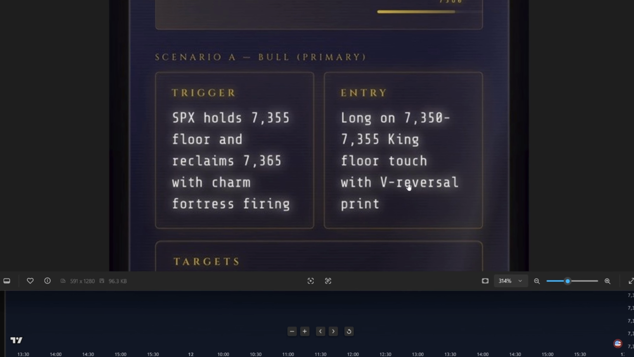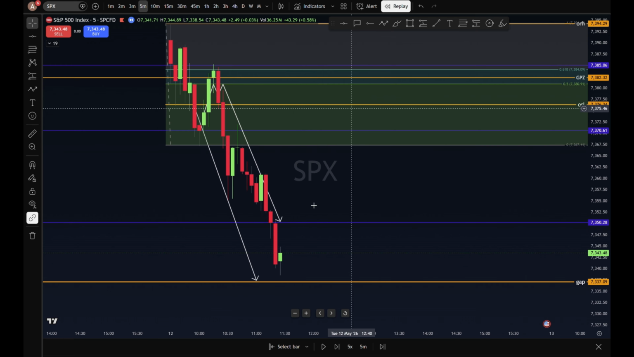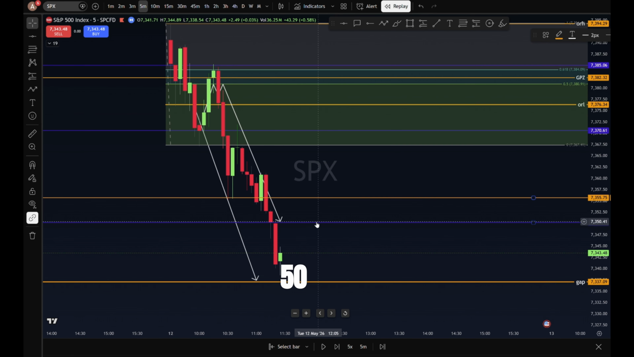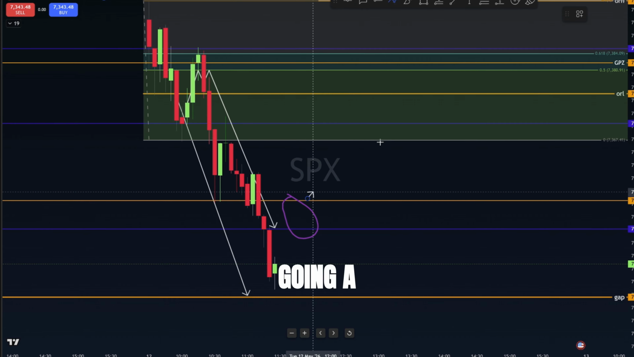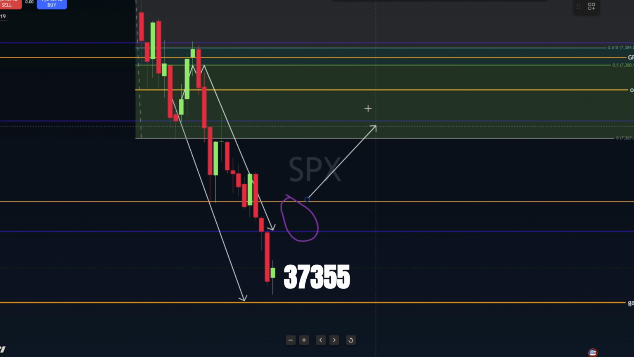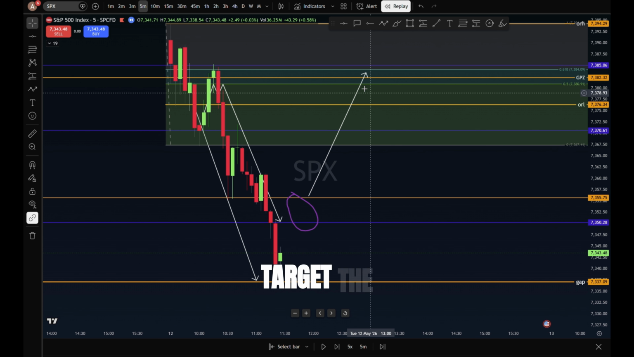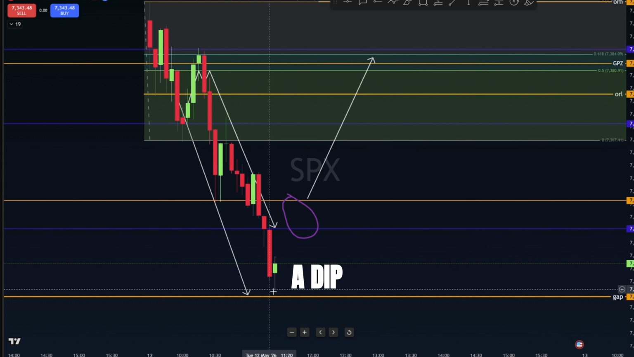So with a V reversal print, what it's saying is SPX pumps to this level, holds. Let me show you, 55 and 50, these two levels hold, then long. So to be very safe, you're gonna long from 73.55 back at least to the GPZ level. So we're gonna target the lower GPZ level, which is 73.80, right? And you see a dip.